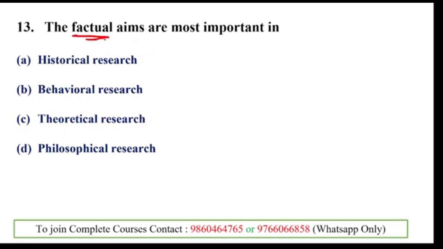Clear. 13th one, the factual aims are most important in. The term also says factual. Factual means historical. For example, the historical fact means that facts do not change at all. It is same in all time because it's a past event. The father of nation, Mahatma Gandhi, it's a factual one. It does not change. It's all time factual. Clear. So historical research is the right one related with the factual aims.